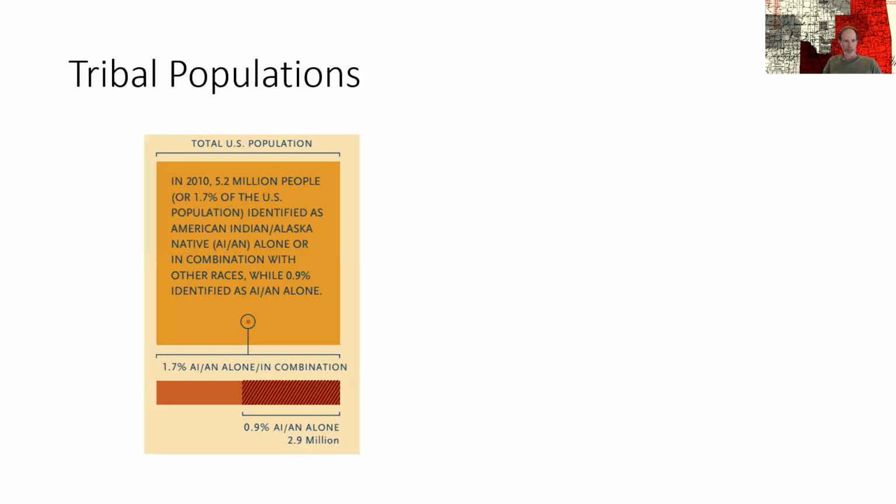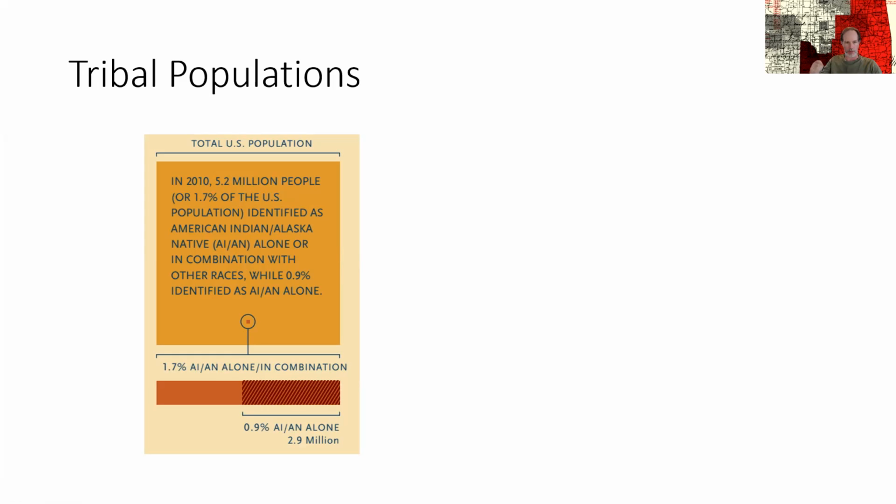So that's the constitutional legal basis. Now we'll get a few facts that I pulled from this report. One is on population. This is from the 2010 census, and we would obviously expect larger numbers in the 2020 census. So 5.2 million people, less than 2% of the US population, identified as American Indian or Alaskan Native alone, or in combination with other races. That's pretty common if you've seen the census, you can check different boxes.